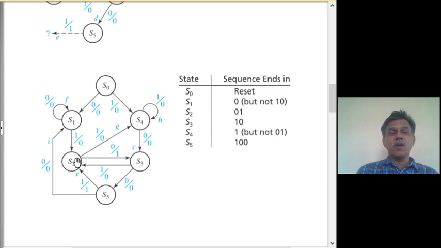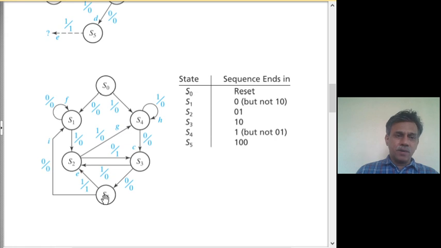So which means the pattern is totally broken. But the only thing that we have to remember is that in a sequence of ones, the last one can be the first one of the pattern 1 0 0 1. So that is S4. So we have to just go back to S4. So 1 followed by 1 bar 0, we have to go to S4.